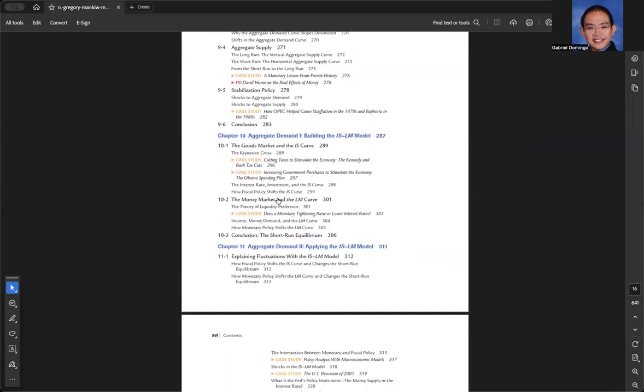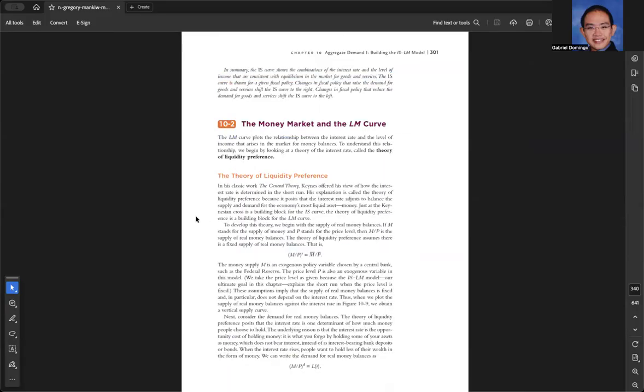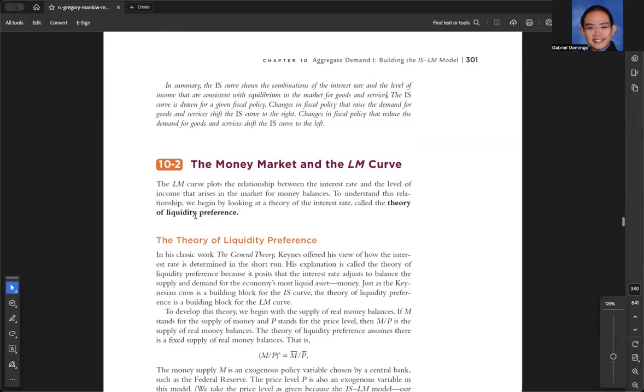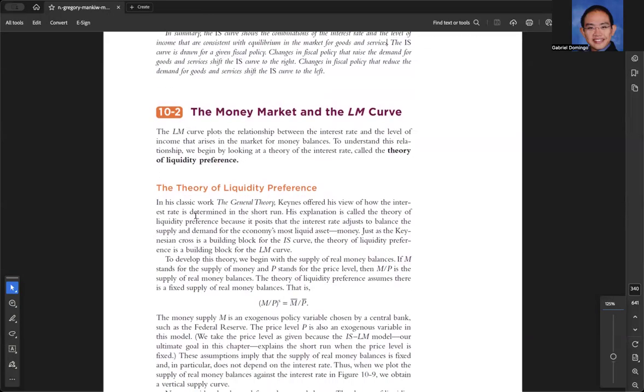Let me just return here. Okay. And now we're in the second part, the money market and the LM curve. So this is the second curve in the IS-LM model, right? The closed economy IS-LM model. So the LM curve plots the relationship between the interest rate and the level of income. Notice it's both the same two variables, R and Y, that arises in the market for money balances, right?